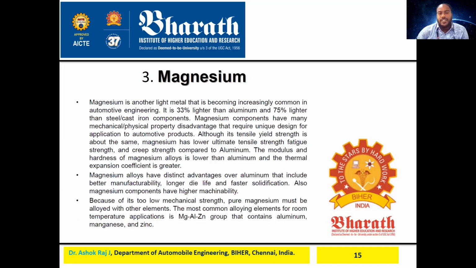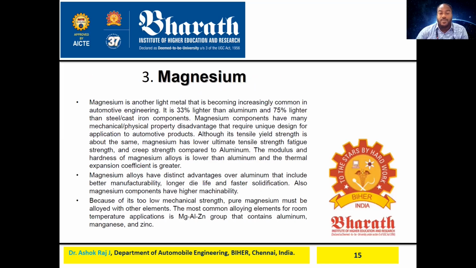And magnesium. Magnesium is another lightweight material that is becoming increasingly common in automobile engineering. We also try the aluminum magnesium welding and titanium magnesium welding process, and it is 33% lighter than aluminum and 75% lighter than steel and cast iron components. That is very sharp, but think about the mechanical properties. That is the interesting matter.